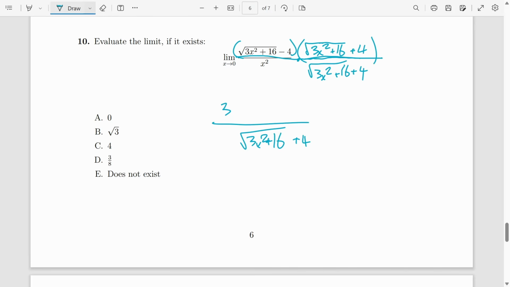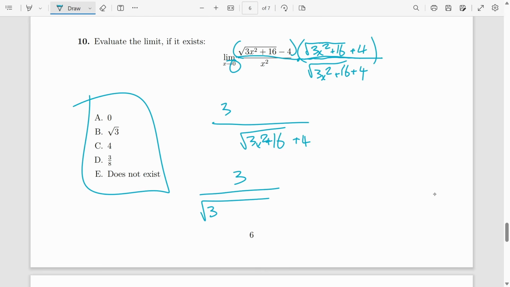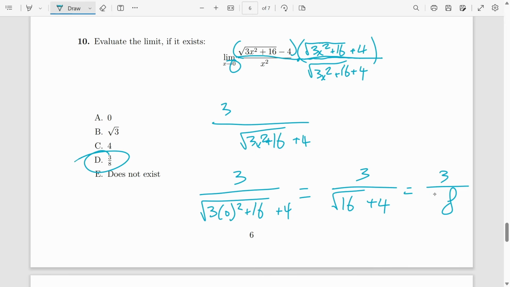And I believe now it's in a state where if we plug in 0, we won't be dividing by 0 anymore. When we go ahead and actually simplify it, we'll get an actual answer. So when we do that, we get 3 over 3 times 0 squared plus 16 plus 4. That equals 3 over just the square root of 16 plus 4. Square root of 16 is 4, and 4 plus 4 is 8. So our answer is 3/8.